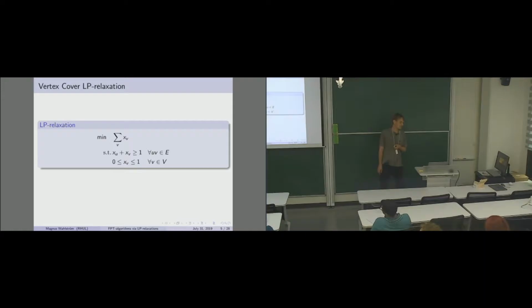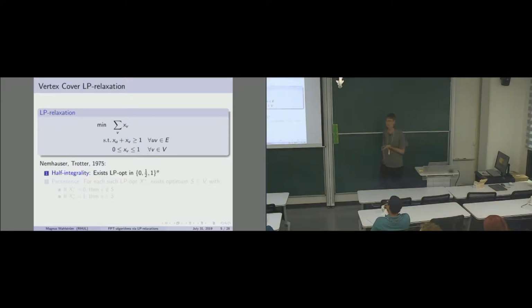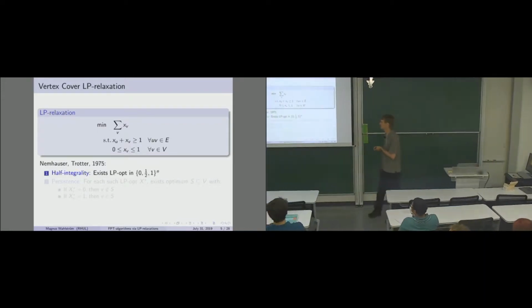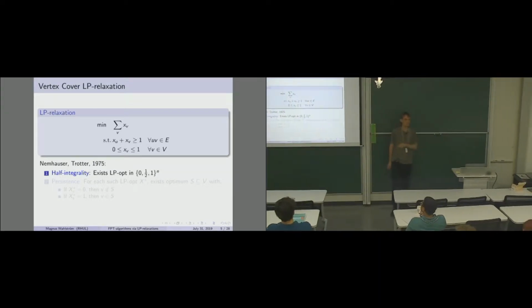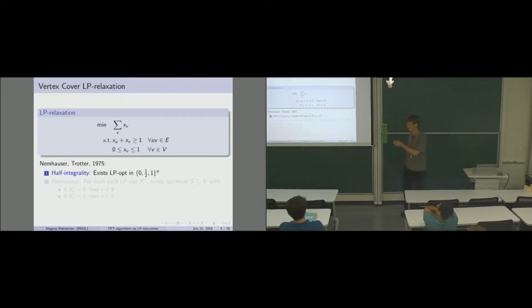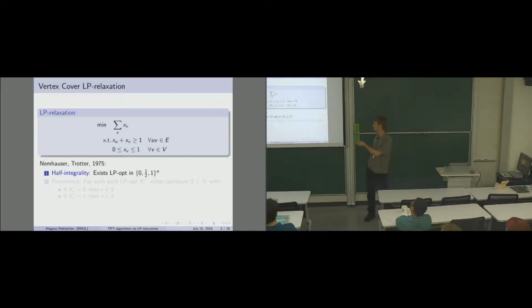And since the 70s, we have known that there are two very useful properties of this particular relaxation. The first, which is most famous, is the half integrality, that this relaxation always has an optimum where every variable x_v takes value 0, 1/2, or 1.